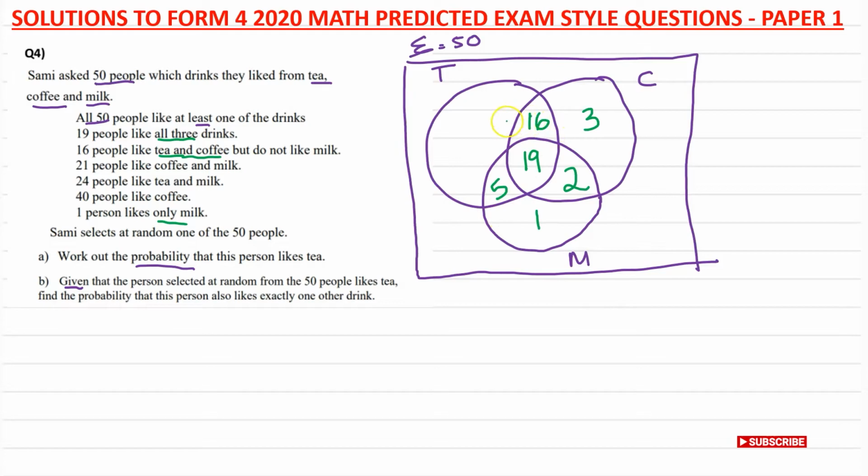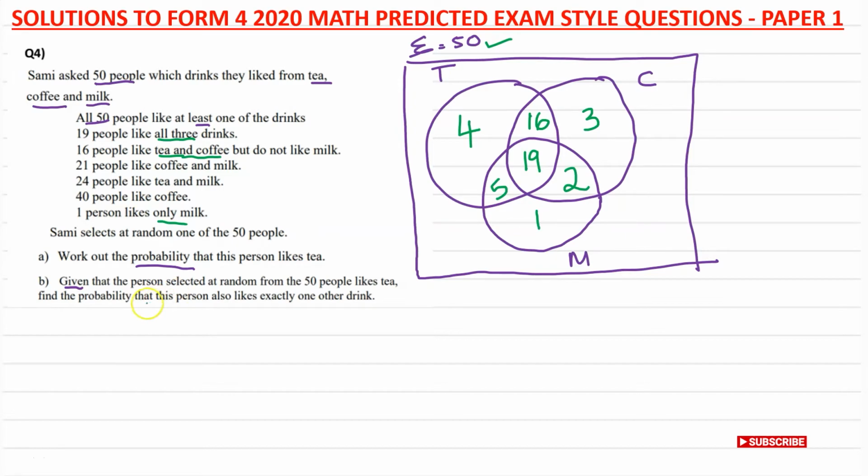Right, now we need to check, is this now 50? If we add everything here, will this be 50? Now, if you look at this, if you add everything else, it adds up to 46. That means we're still missing 4 people to make 50. That means they only like tea, they go in there. Now, if you add all this up, we've got 50 people, which agrees with that one there. Okay, we've got our Venn diagram now sorted.